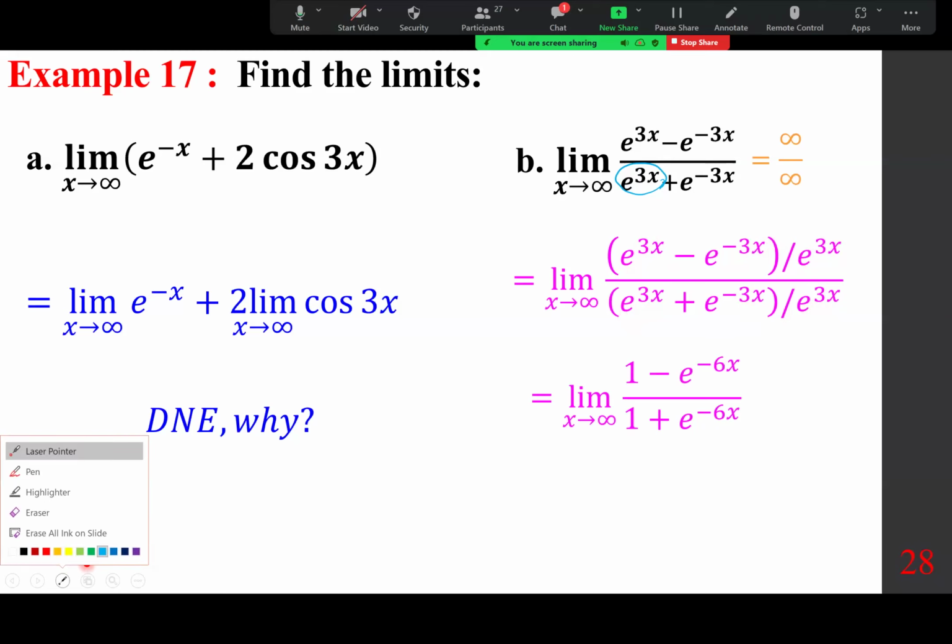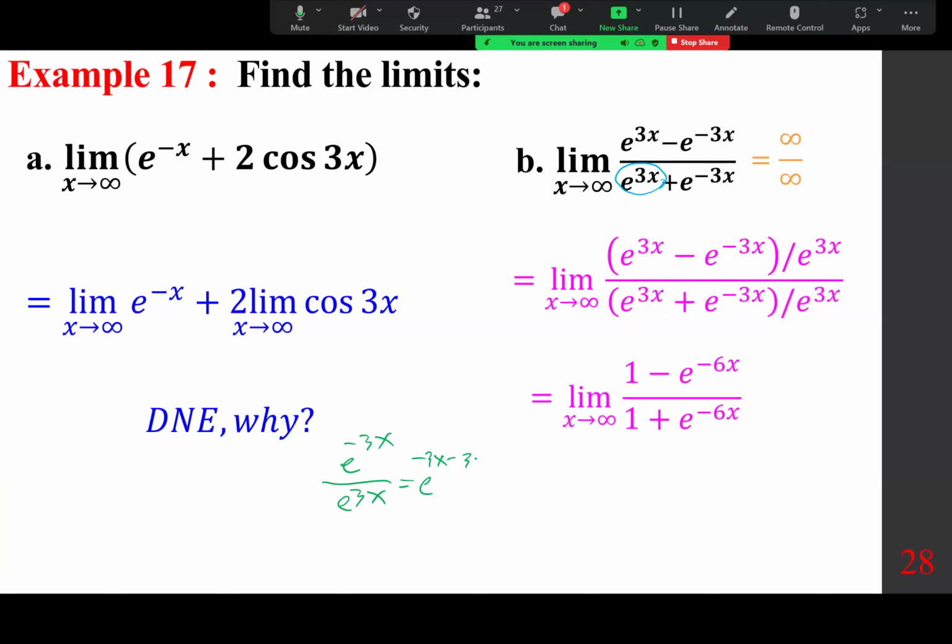The reason why is, I want to show you, but you should know that. So e to the power of negative 3x divided by e to the power of 3x is e to the power of minus 3x minus 3x, by the exponential rule. Since x is approaching infinity, I hope you understand that this goes to 0, this goes to 0. The answer is 1 over 1, or 1.